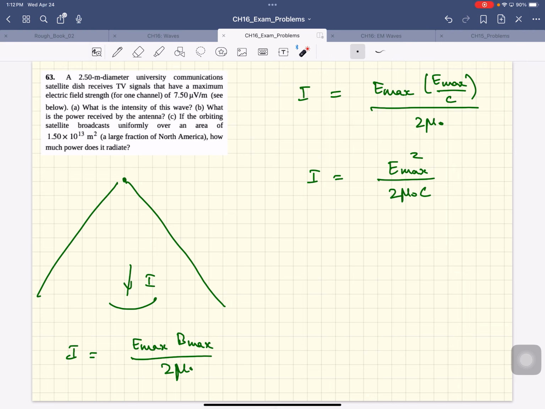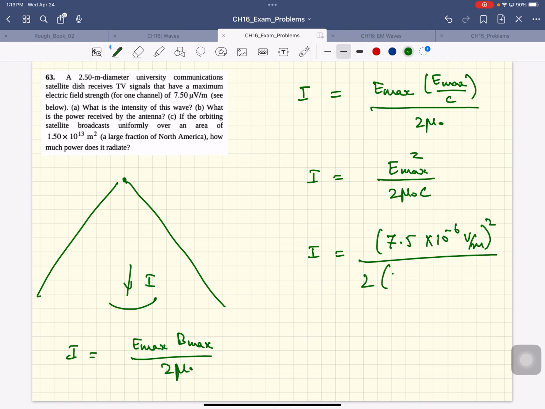All right, so they give you the maximum field strength, so you can calculate the intensity at the satellite dish. So we'll calculate the intensity there. What is the intensity of the wave? The intensity is E max, 7.5 into 10 to the minus 6 volt per meter, squared, over 2 mu naught, which is 4 pi into 10 to the minus 7 Tesla meter per amp, and C is 3 into 10 to the 8 meters per second.